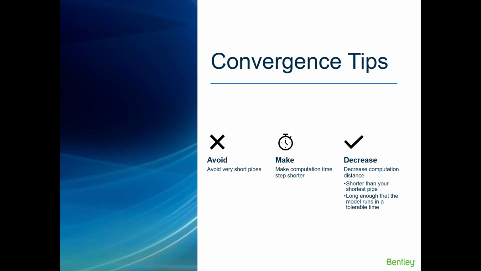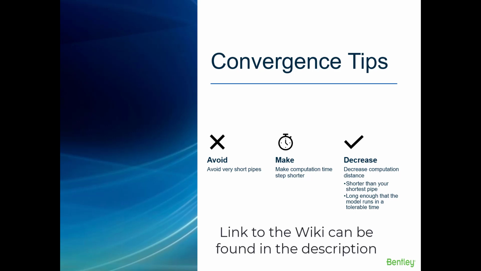Most basic tips are avoiding very short pipes, shortening the computation time step, or decreasing computation distance. Make sure it's shorter than your shortest pipe and that it's long enough that the model can run in a tolerable time and you're not running this for days. If you need more assistance with convergence, head over to the Bentley Community's OpenFlows Hydraulics and Hydrology Wiki, where you can find a lot more information on these dynamic solvers.